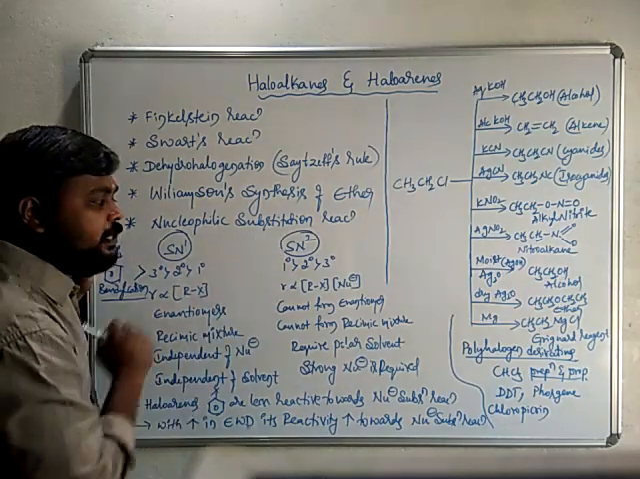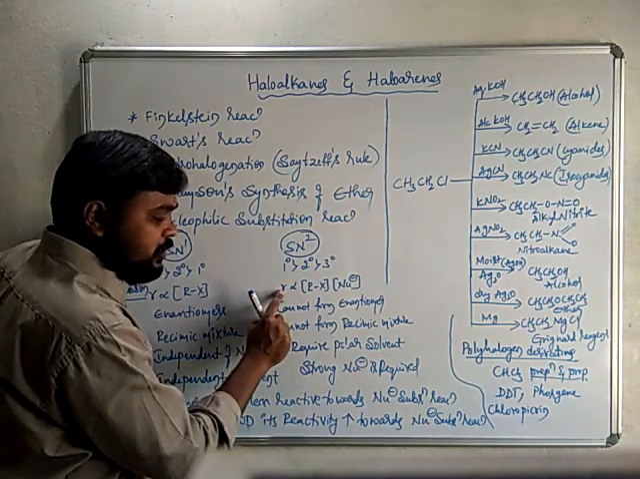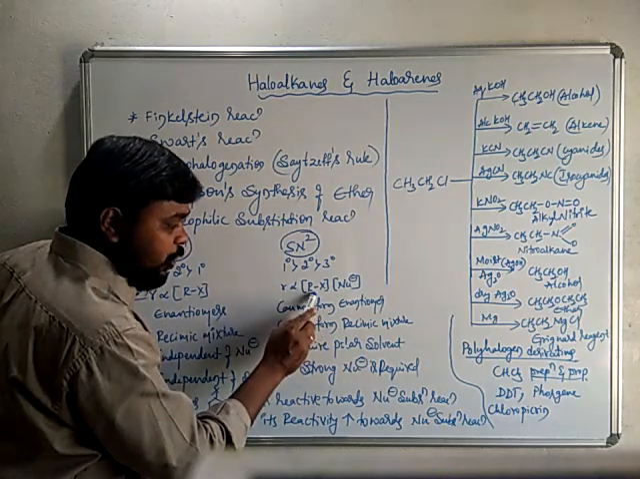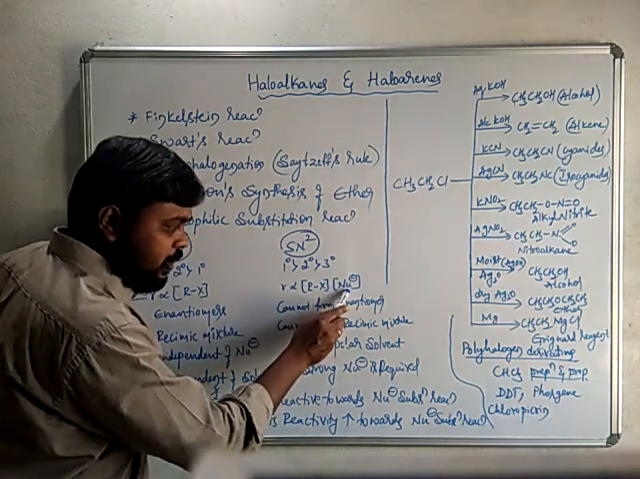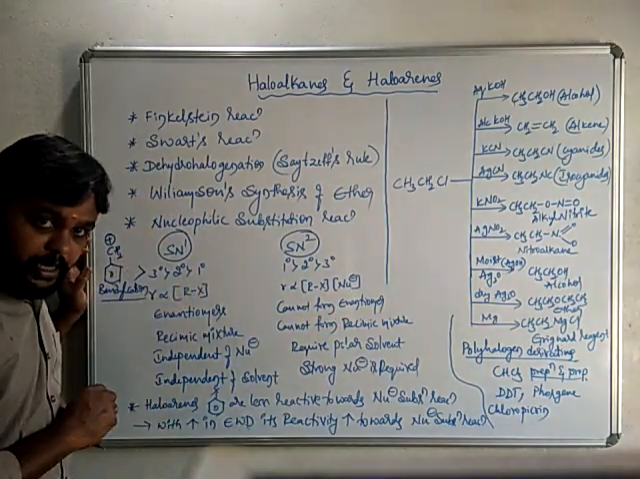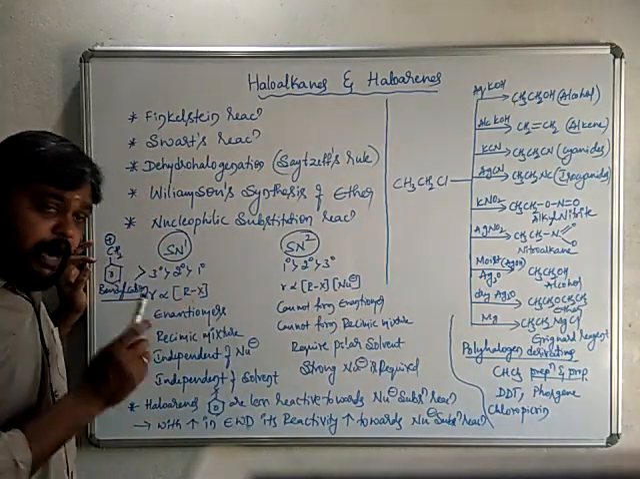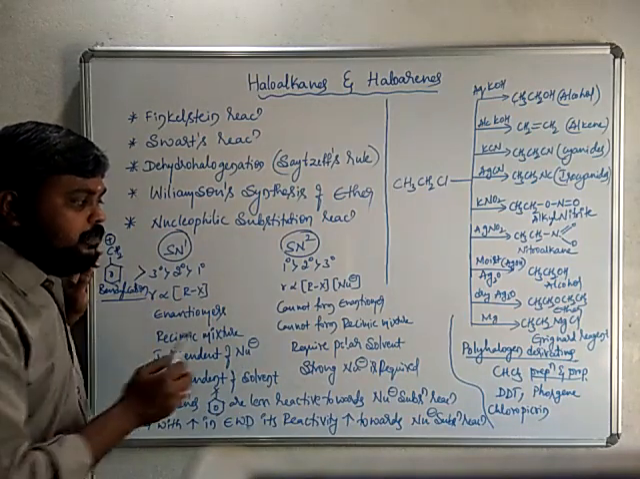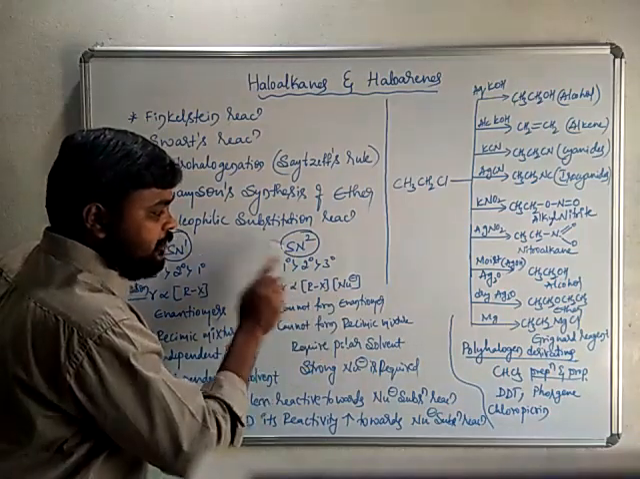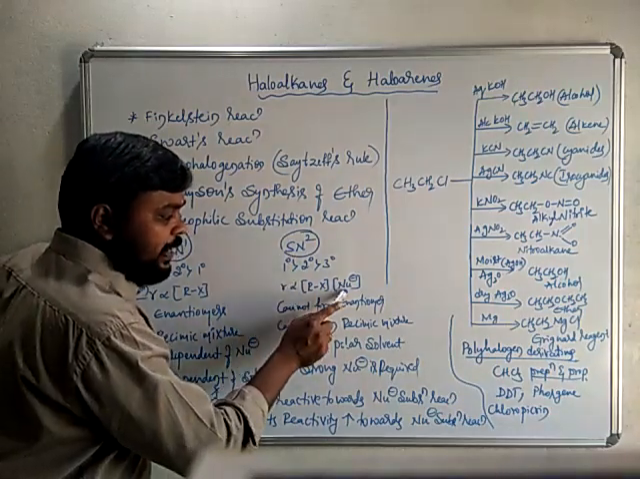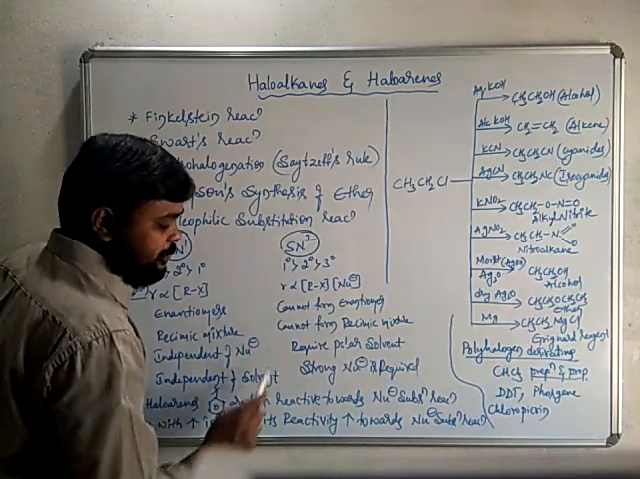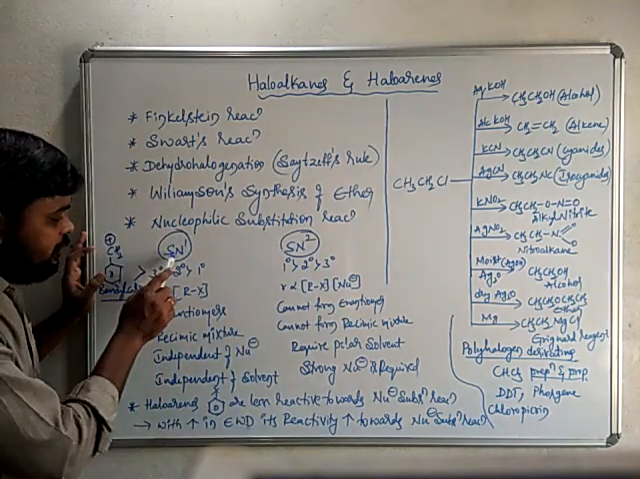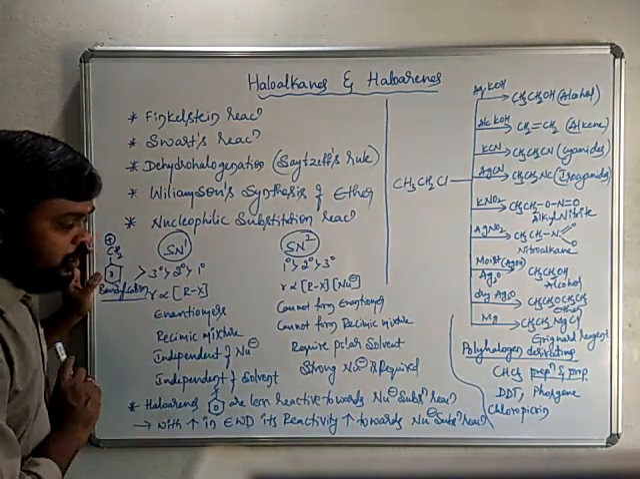In case of SN2 mechanism, the rate of reaction, that is the slow step, is directly proportional to the concentration of the alkyl halide as well as the nucleophile, because here the nucleophile first attaches to the carbon from the opposite direction, and after that the leaving group goes away. That is why here we need a strong nucleophile. So SN2 mechanism is dependent on the nucleophile. In case of SN1, we can say it is independent of the nucleophile.